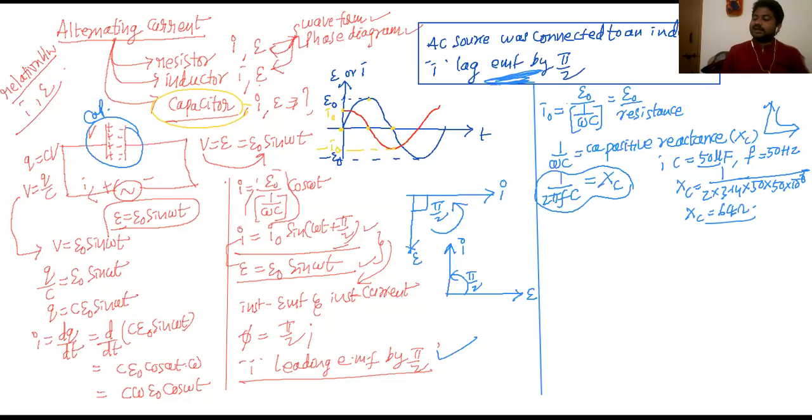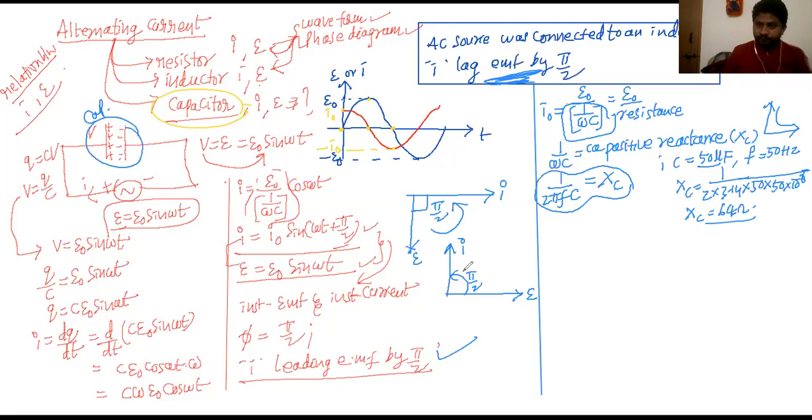So what do you understand? The units of this are equal to the resistance units, or resistance dimensions, because this complete expression is representing the resistance. So you know the SI unit of resistance is ohm, right? Our SI unit of resistance is ohm.